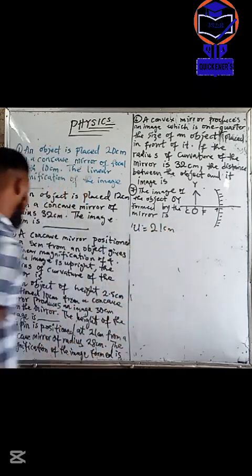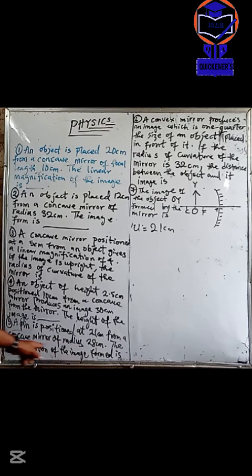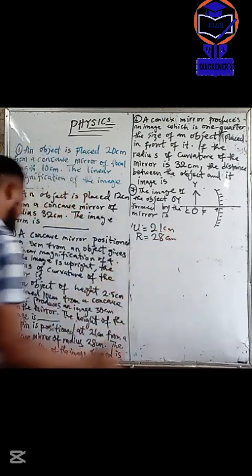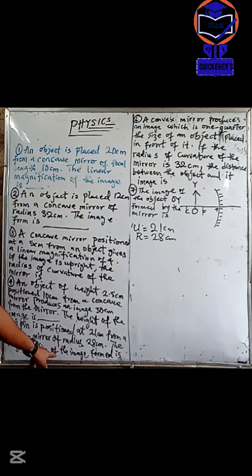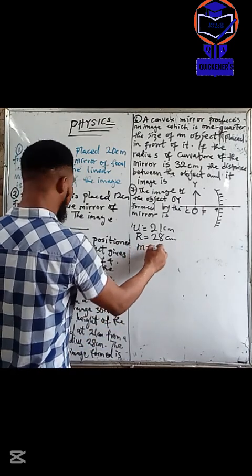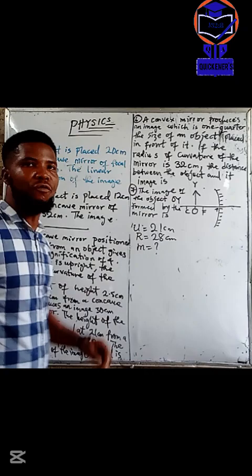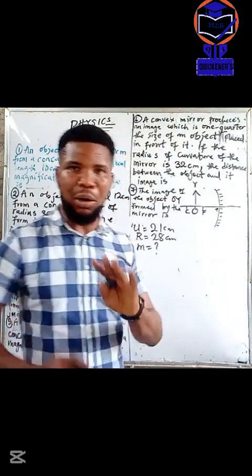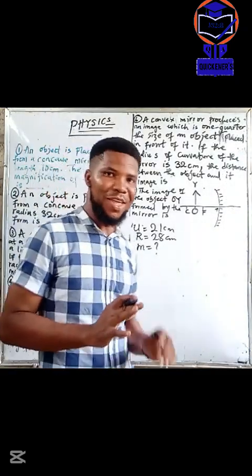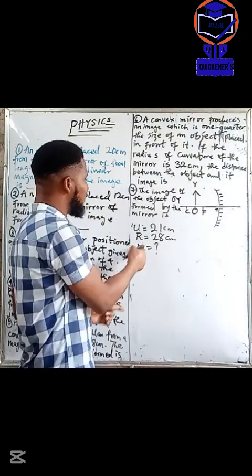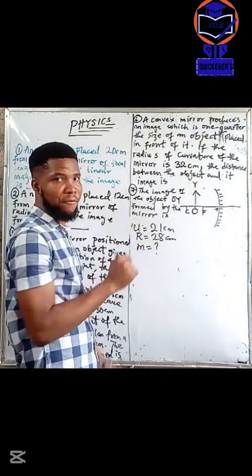21 centimeters from the positive zero, of radius 28 centimeters. So R is 28 centimeters. Can you see that? We are looking for the magnification of the image formed. Now, this time around, I want to solve it in another style. What is the style I want to do? Since we are looking for magnification, I'm going to factor magnification into the main formula.